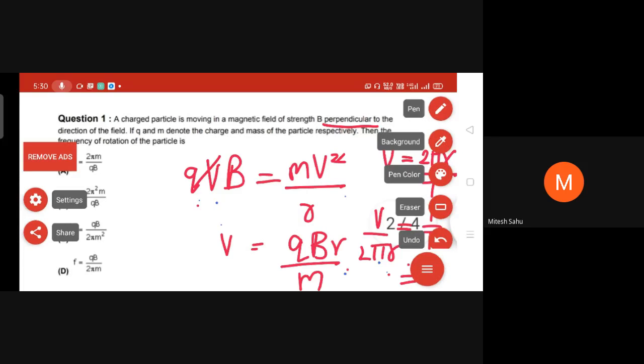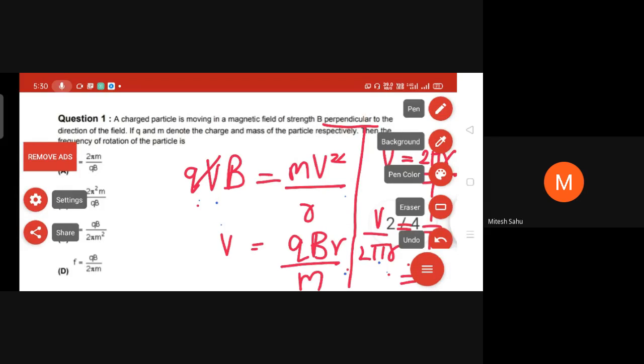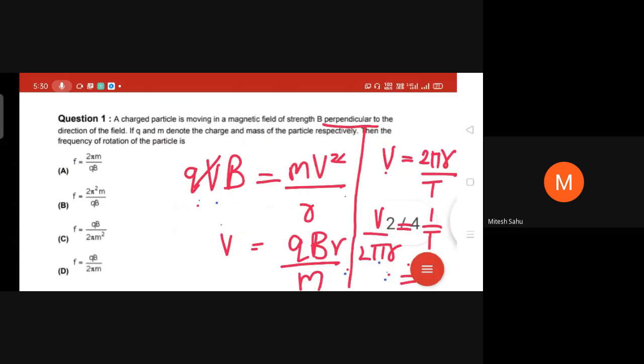So you can now substitute the value of v, which we found to be qbr upon m. I'm just explaining for those who are not getting it. Where does this formula come from? It is the basic formula of velocity, distance upon time. In one revolution, the particle will cover a distance equal to the circumference of the circle, because the particle is describing circular motion. So how much distance will it cover in one revolution? Equal to the circumference of the circle.